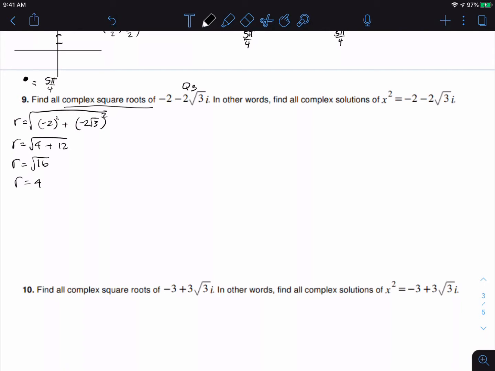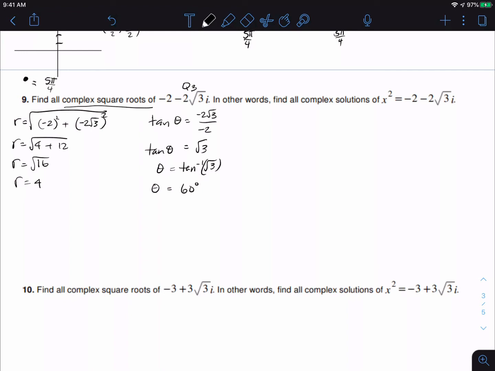Okay, now we're going to go after the angle. So I'm going to go after the angle using tan of theta. So that's going to be -2 rad 3 over -2. So tan of theta is going to be radical 3. So theta, tan inverse of rad 3, is going to give me a reference angle. Now this is important that you guys understand this. It's a reference angle of 60 degrees. It's not the actual angle.